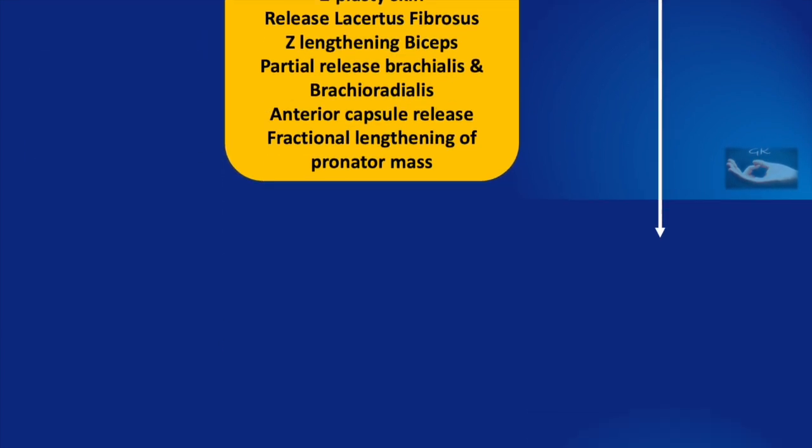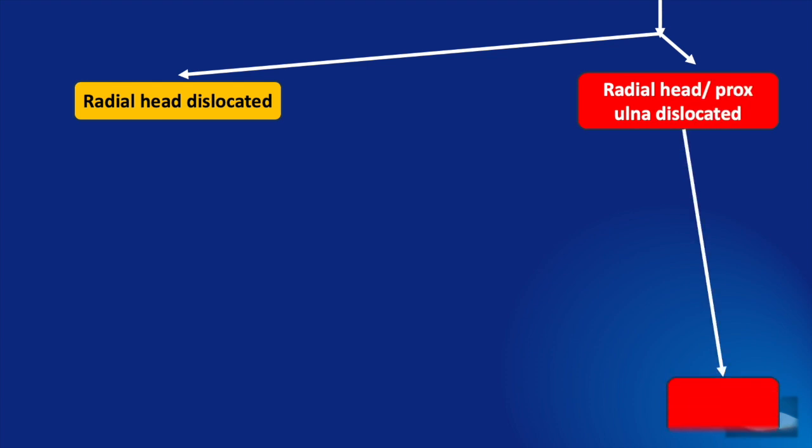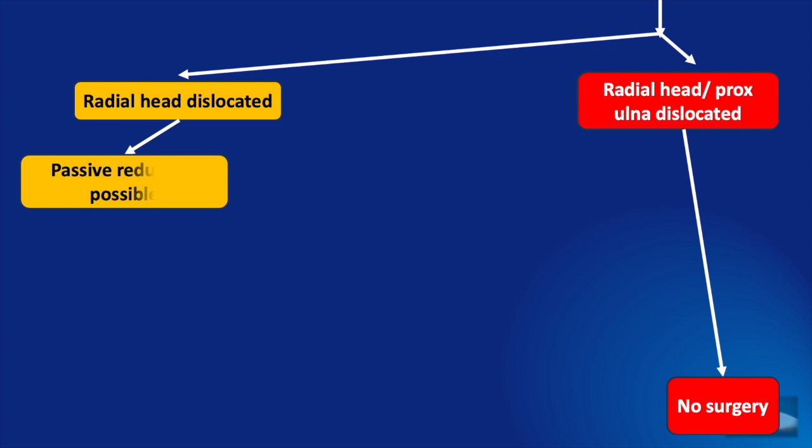If the elbow joint is not congruent, we need to assess whether it is only the radial head that is dislocated or both the radial head and the ulna are dislocated. If both the radial head and proximal ulna are dislocated, no surgery is indicated. If only the radial head is dislocated, we need to see whether passive reduction is possible or not possible.